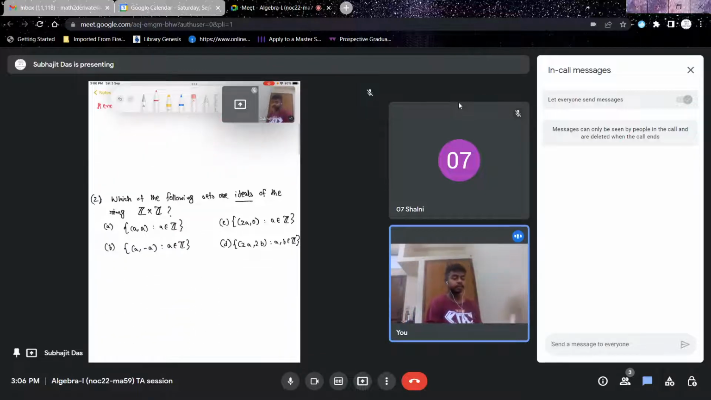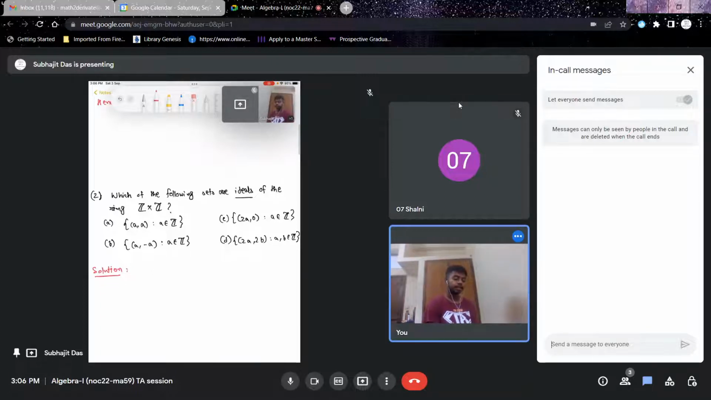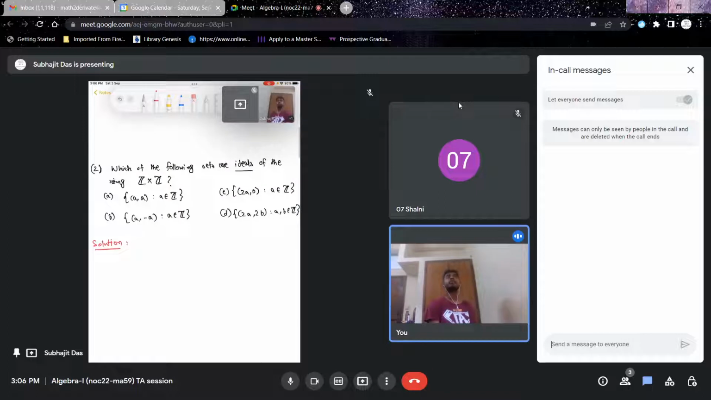Okay, let's move to the second problem. You have studied about ideals this particular week, right? This problem is asking you to identify the ideals of Z cross Z. Which of these four options are ideals in Z cross Z? We can do this by explicitly checking one by one, but there is something more powerful going on here. For the case of rings, this is very powerful.